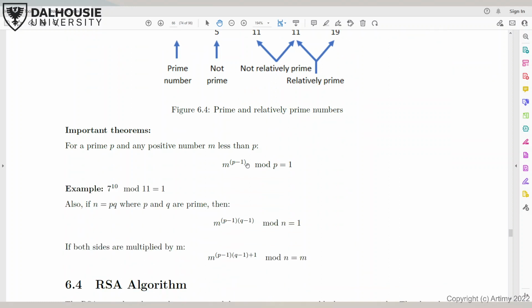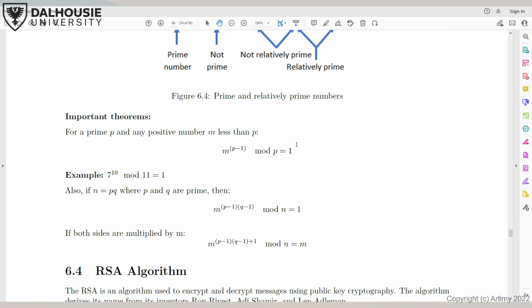All right, a few things that we need to keep in mind as well are these theorems in modular arithmetic that say, well, if I have m to the power p minus 1, where p is a prime number and m is something smaller than the prime number, right? So m to the power p minus 1 mod p is always equal to 1.